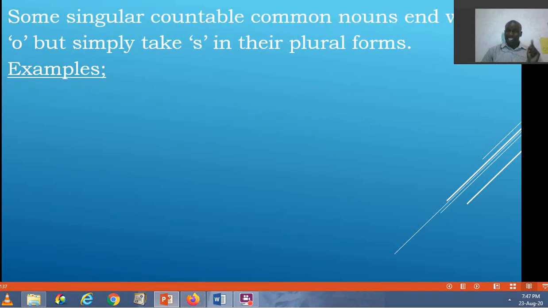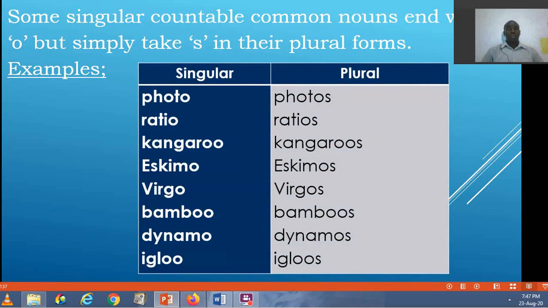Then there is this other group, the one I've told you, that end in O, but again they don't take on es. For them they take on s. They just flatly take on s. Example: we have photo. One is a photo. Very many are photos. In mathematics, we have always been looking at the word ratio, ratios.